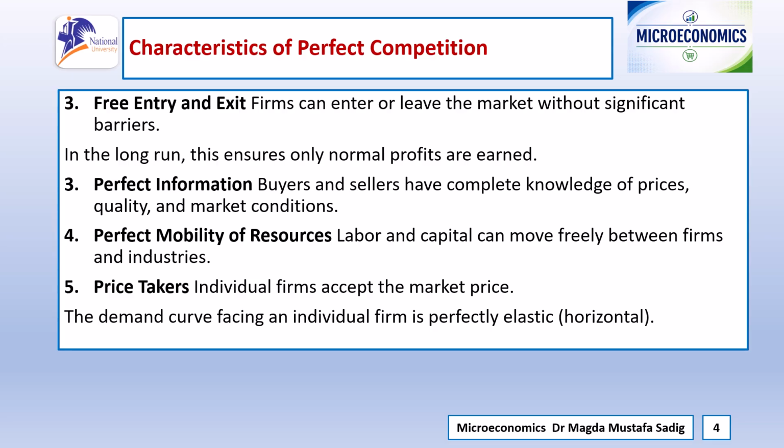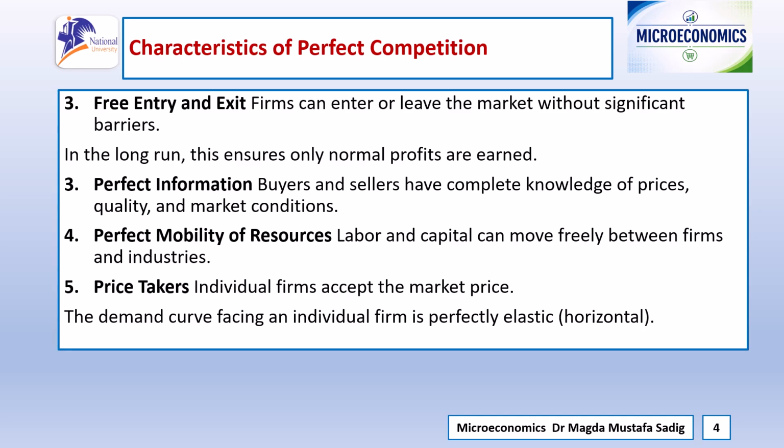3. Free entry and exit. Any firm can enter the market. Any firm can leave the market. There are no legal or financial barriers. If firms earn high profits, new firms enter. Competition increases. Profits gradually fall. If firms make losses, some firms leave. Supply decreases. Prices recover. This process continues until firms earn only normal profit in the long run.